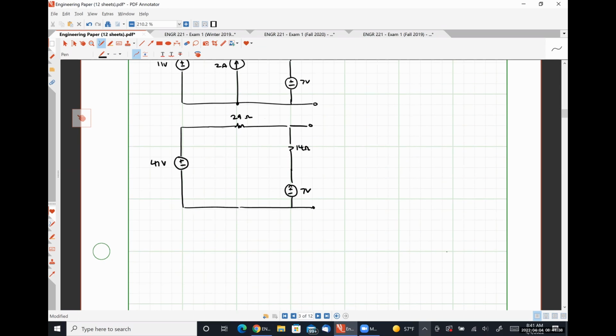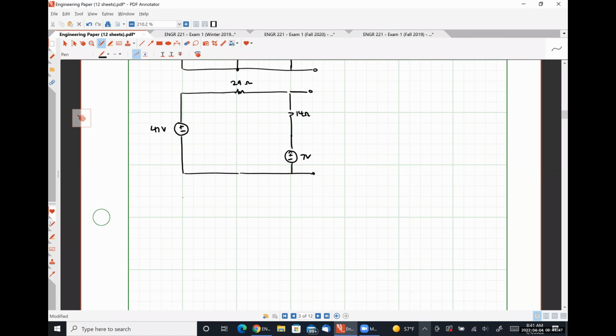And now what I'm going to do is convert both of these practical voltage sources into practical current sources. So 47 over 29 amps in parallel with 29 ohms. And then I'm going to have 7 over 14. That's going to look like half an amp in parallel with 14 ohms.